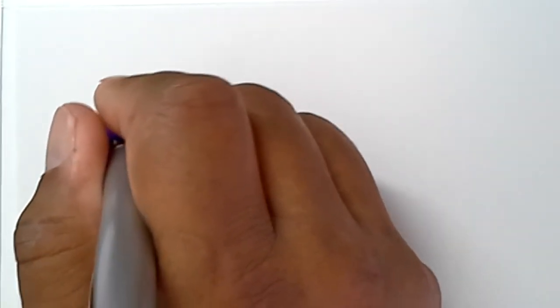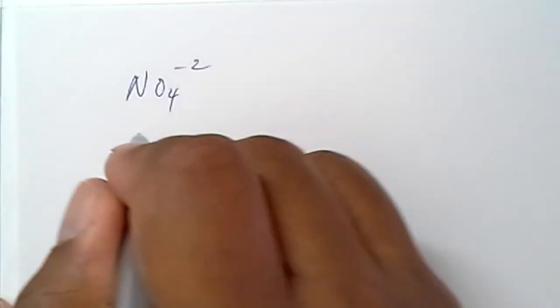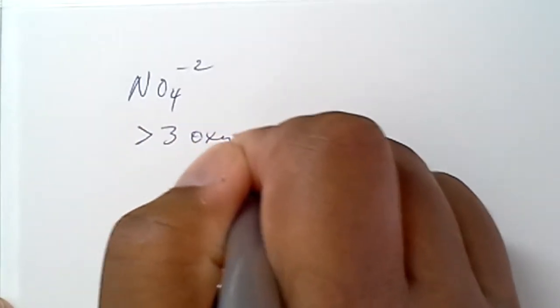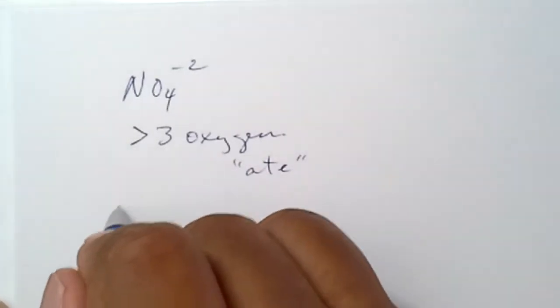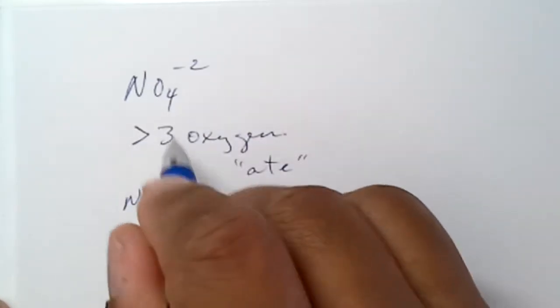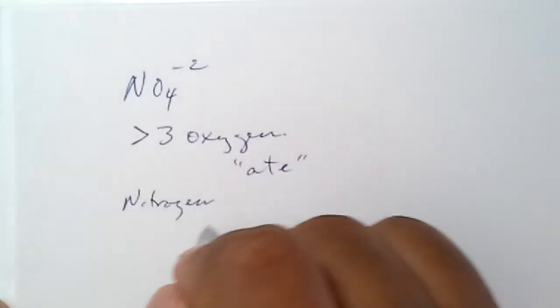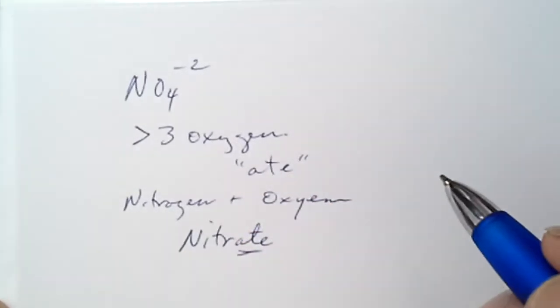Let's go to a new page here. For polyatomic ions that have oxygen, for instance, NO4 has a -2 charge, and anything that's greater than 3 oxygens, we use the suffix ATE. Okay, so in this case, this is nitrogen. Actually, it's tetraoxide, but typically this is referred to as nitrate, the ATE at the end.